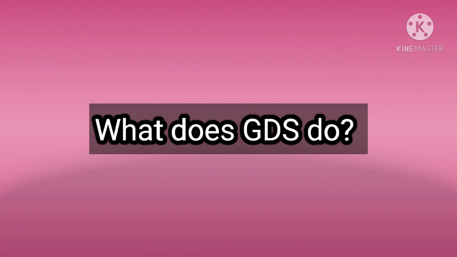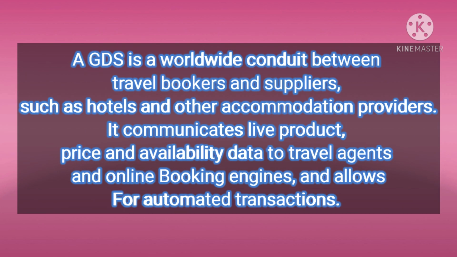Now we will go to what does GDS do? A GDS is a worldwide conduit between travel bookers and suppliers, such as hotels and other accommodation providers. It communicates the product, price, and availability data to travel agents and online booking engines, and allows for automated transactions.